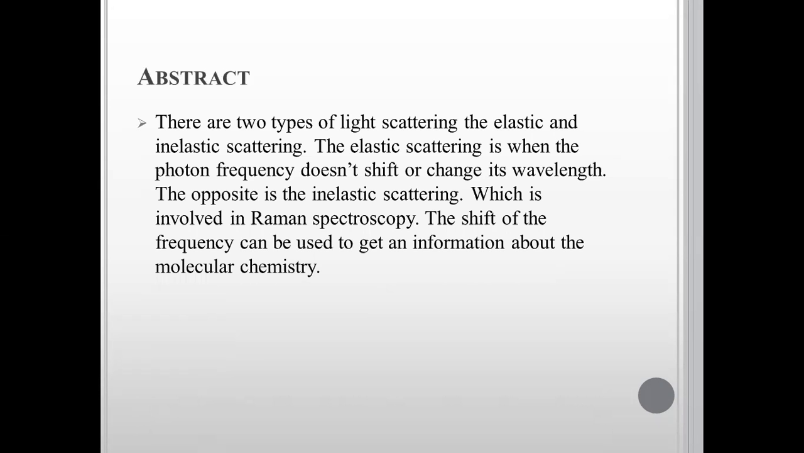Most of the scattered light, like Rayleigh scatter, has the same wavelength as the laser source light. There are two types of light scattering, the elastic and inelastic scattering. The elastic scattering is when the photon frequency doesn't shift or change its wavelength. The opposite is the inelastic scattering, which is involved in Raman spectroscopy. The shift of the frequency can be used to get information about the molecular chemistry.